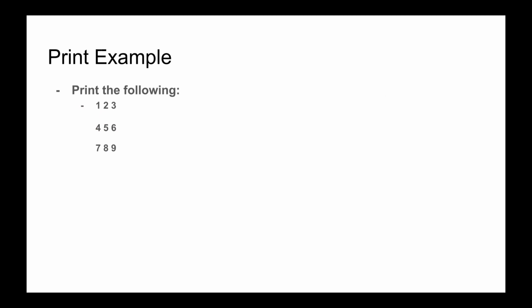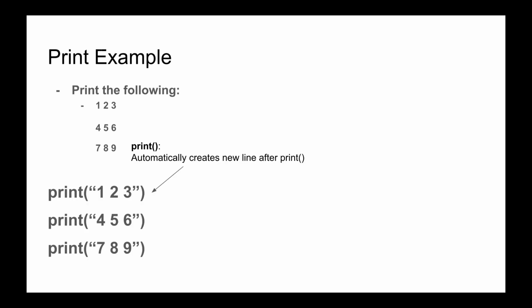And next we have 1, 2, 3, next line, 4, 5, 6, next line, and 7, 8, 9. You might have noticed by trying out, but if we use print parentheses to print something, it automatically creates a new line after print. So the solution for the one might look something like this. Print 1, 2, 3, print 4, 5, 6, print 7, 8, 9.